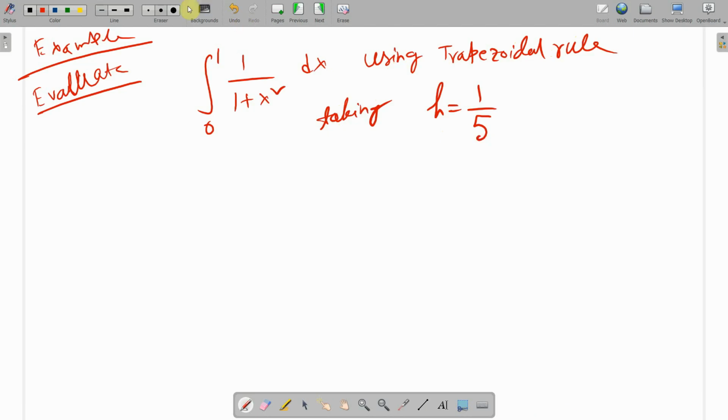Okay, so to solve this problem, at first which terms do you have to find out? You have the formula of the trapezoidal rule. Now which values do you have to find out? Tell me. Riya, which values do you have to find out? We have to find the values of f0, f1.